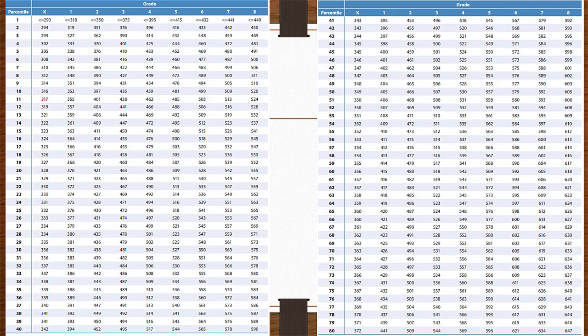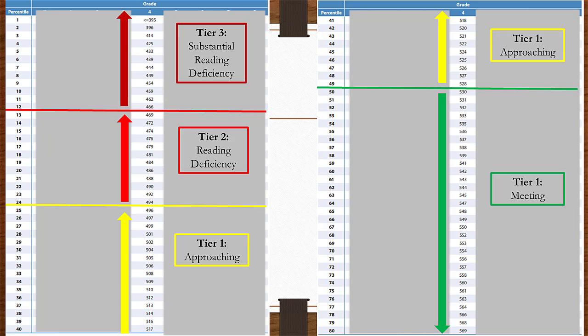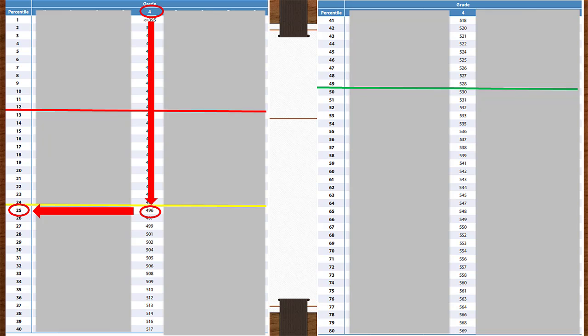With our student's score of 496, I am going to use the iReady Fall Diagnostic overall score to percentile conversion chart to determine whether or not my student will need to receive immediate reading intervention instruction. First, we want to locate the current grade level at the top of the chart. Next, we track down the column until we find our student's score. Finally, move across the row to the left to identify which percentile the score falls within. In this case, our percentile is 25%.